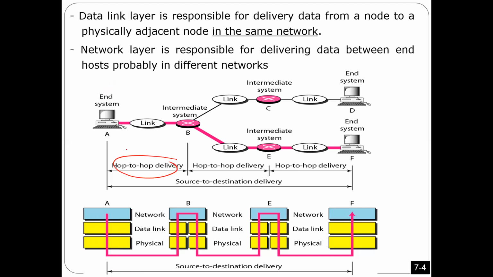In layer number two, we have what we call MAC addresses. These MAC addresses are used inside the LAN network. So we have to make sure inside the LAN network, every computer has a different MAC address, because this is the identifier inside the network. Also, we need another identifier here. This is the IP addresses.